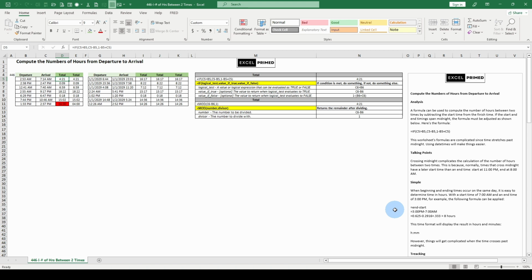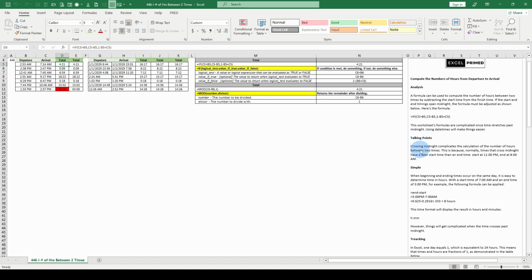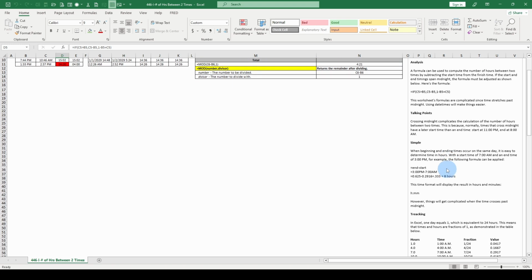Let's just take a second here and look over here. Talking points: crossing midnight complicates the calculation of the number of hours between two times. This is because normally times that cross midnight have a later start time than an end time, starting at 11 p.m., ending at 8 a.m. You see how that works?